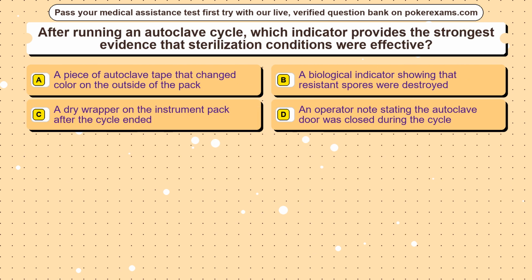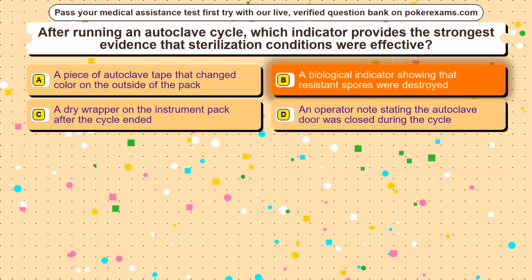Question 53. After running an autoclave cycle, which indicator provides the strongest evidence that sterilization conditions were effective? Option A, a piece of autoclave tape that changed color on the outside of the pack. Option B, a biological indicator showing that resistant spores were destroyed. Option C, a dry wrapper on the instrument pack after the cycle ended. Option D, an operator note stating the autoclave door was closed during the cycle.